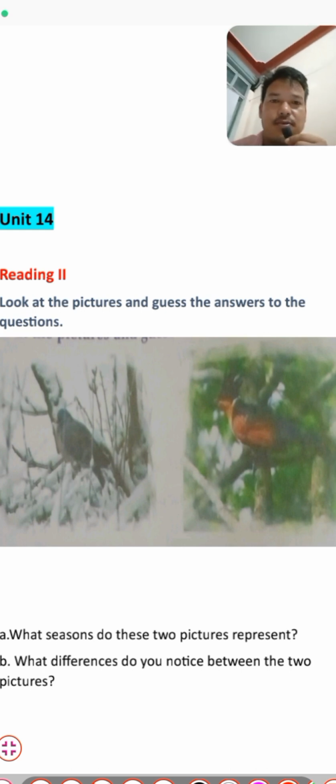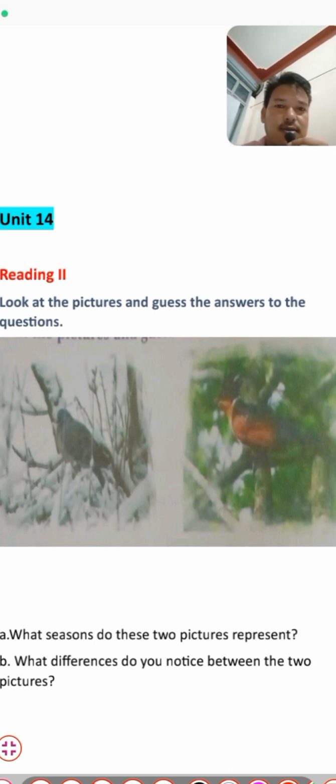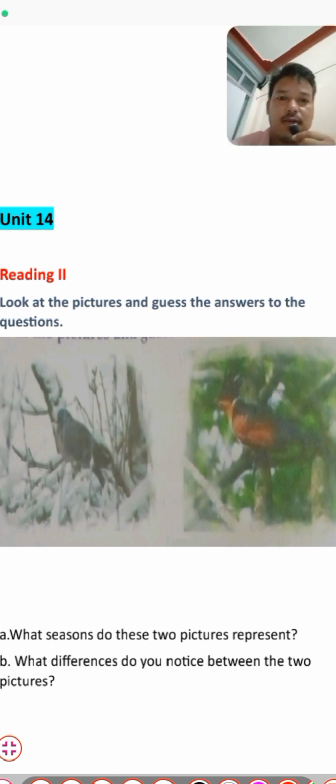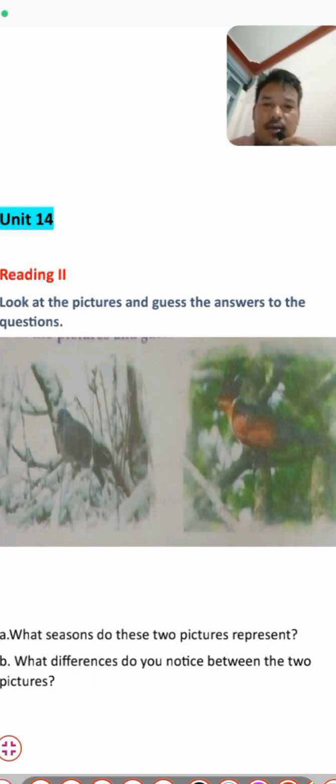So in this chapter, students, we are going to discuss the seasons. One is winter, and the second is the spring season. So here we have discussed these pictures, students. Now we have the text, reading 2. Let us start the text.